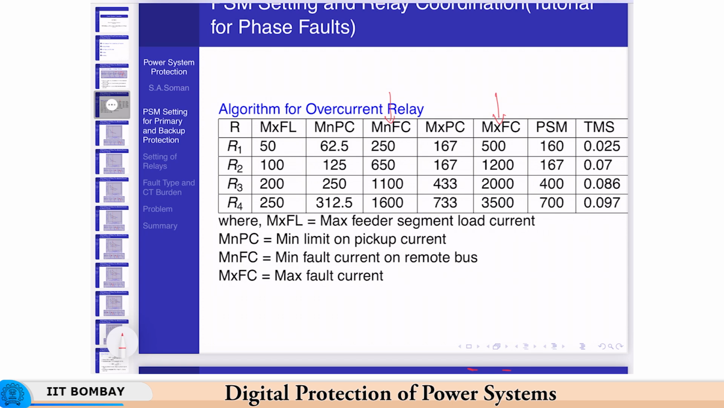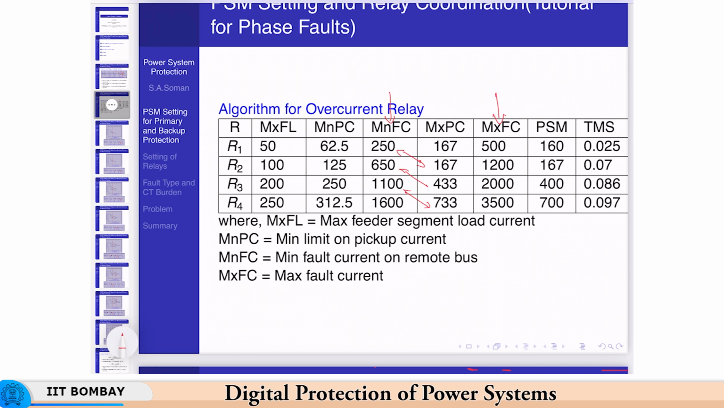For R3 the maximum pickup current is 2/3 of 650, which is 433 amperes, and for R4 the maximum pickup current is 2/3 of 1100, which is 733. Okay. So, this is the relationship, because R2 backs up the section protected by R1. So, this is how you will do it.